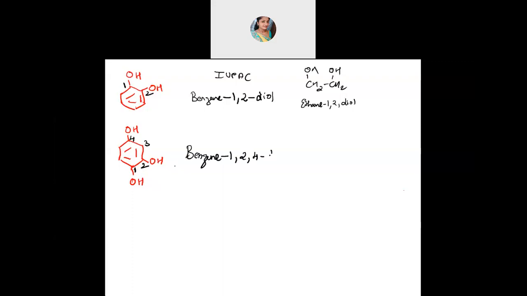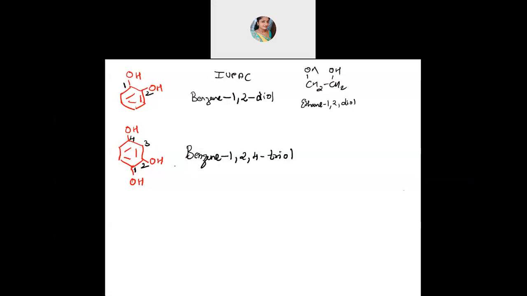Correct. And then 3 are there. So try all. Yes, good. 1, 3, 4 it is. Benzene 1, 3, 4, try all. Hope it's understood. When you are having more than 2 or 3 functional groups present, see that the nearest one should be chosen, or you see the substituents position number you add, and you will understand. When you add, you should get the least number. The least number one should be chosen.